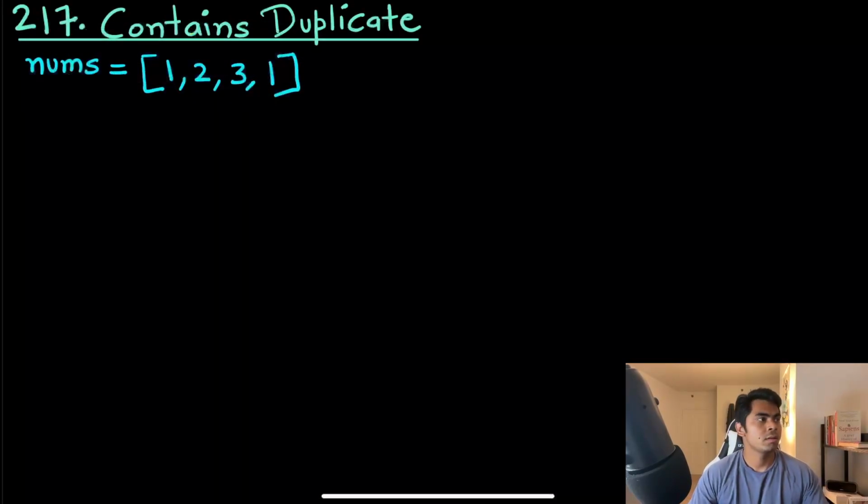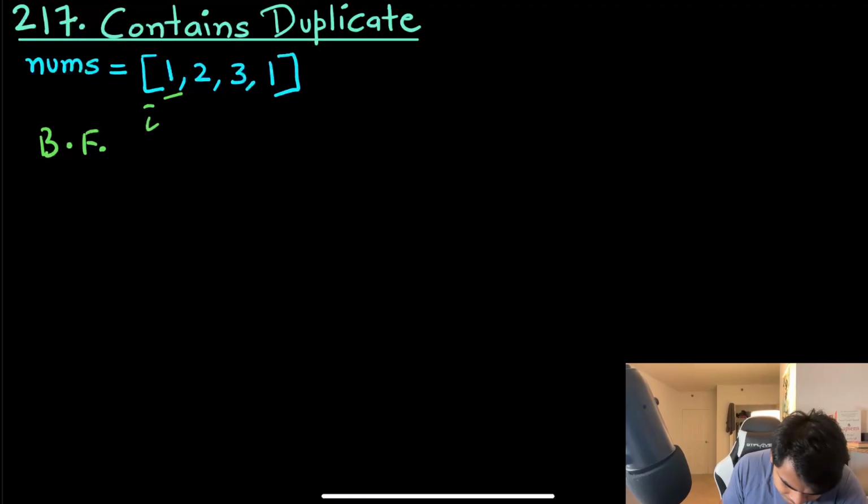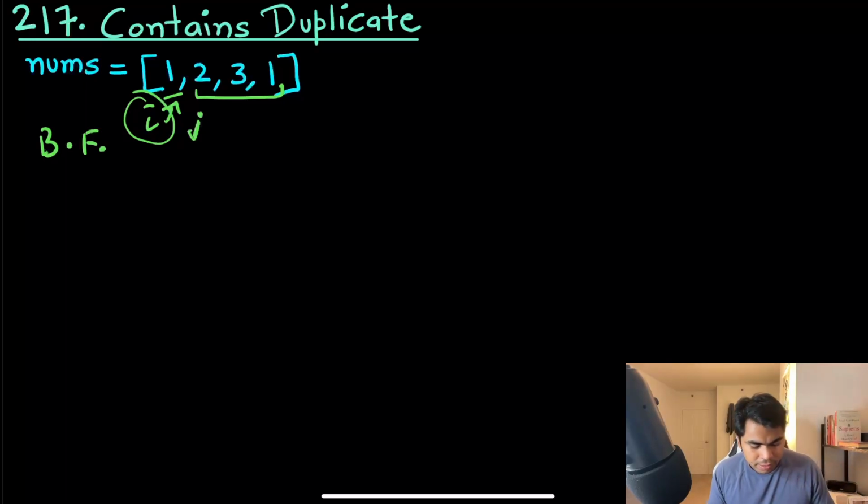Here I have taken the first example. We just need to check if each element is distinct, right? So let's go over the brute force approach. In our brute force approach, for each element, let's say i, we will try to find a jth element in the remaining array. If the element that i is pointing to is seen in the remaining array, then we will return true, because that means it is the duplicate. Otherwise we will return false.